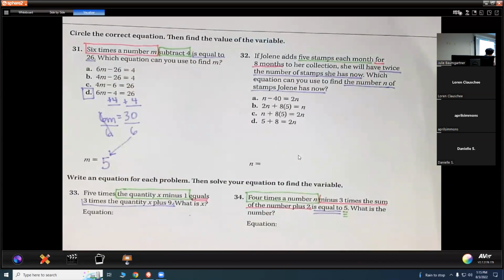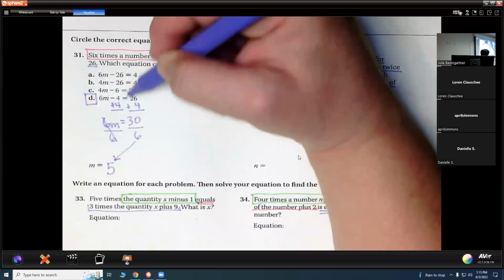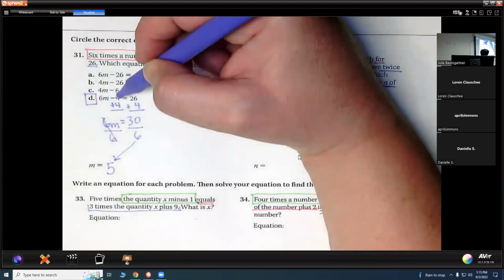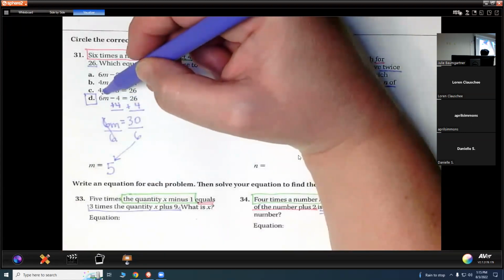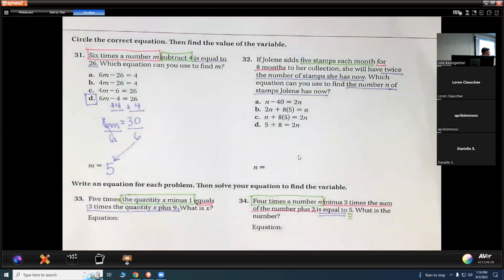So don't forget your steps. Once you've got your equation set up, start with whatever's being added or subtracted, do the opposite, and then whatever's being multiplied or divided, do the opposite. That should give you what your variable equals. Hopefully everyone feels good about this, and definitely GED test questions where you'll have to choose the equation and interpret, basically translating words into numbers and mathematical operators.